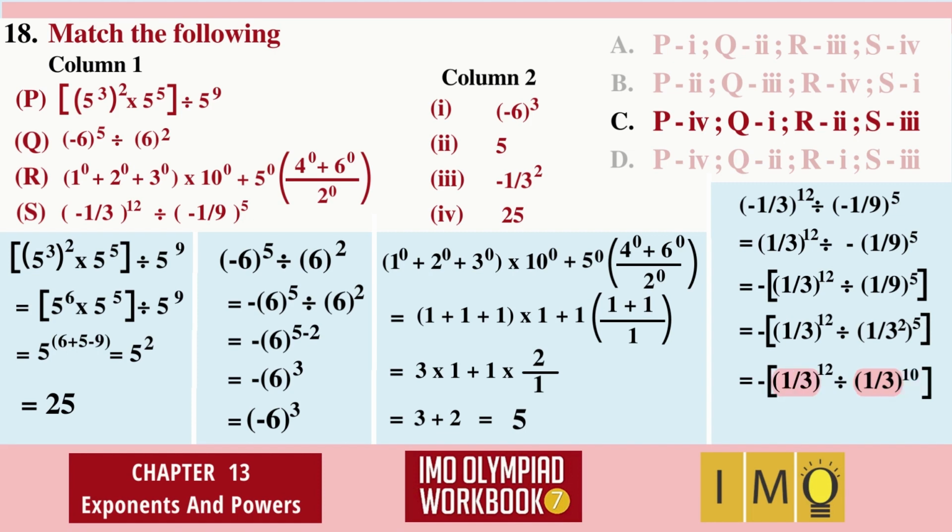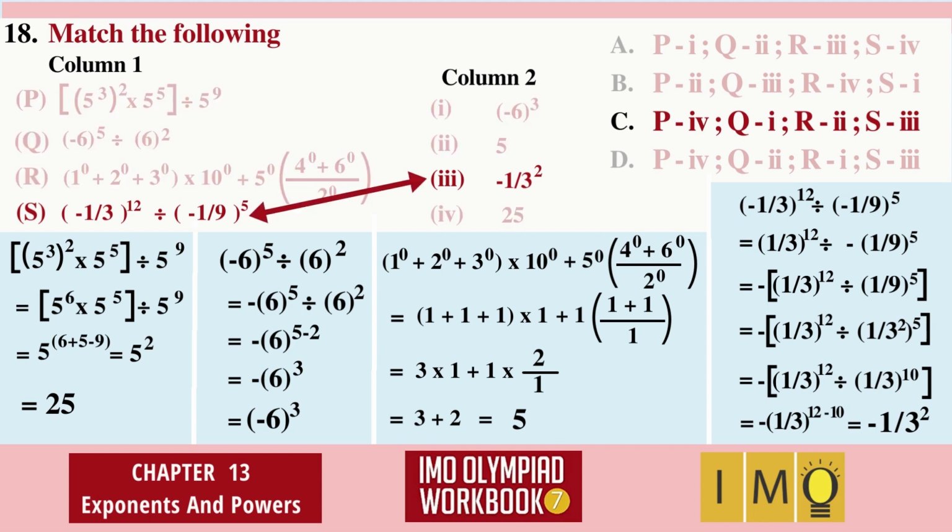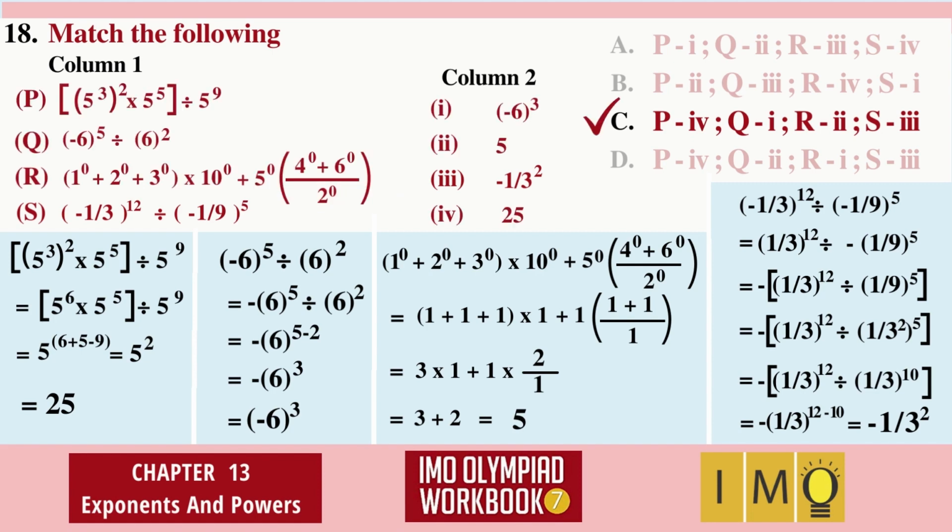In this expression, our base of the two terms remains the same. So, we subtract the exponents. We get minus of 1 by 3 whole to the power of 12 minus 10, which is minus 1 by 3 square. This means that the statement S will match with option 3. So we can confirm that the right option is option C.